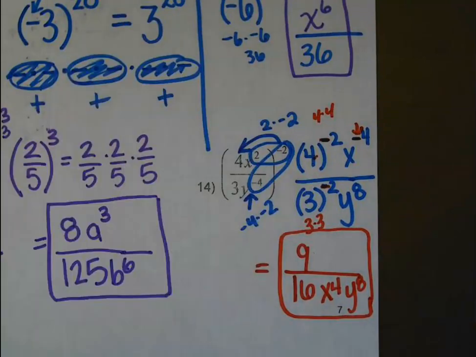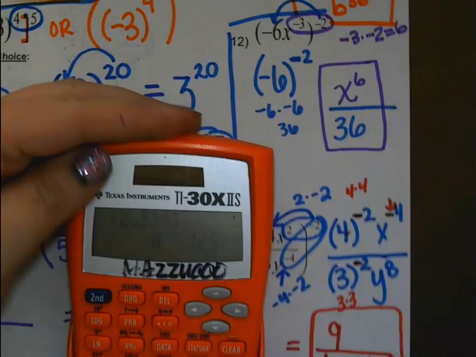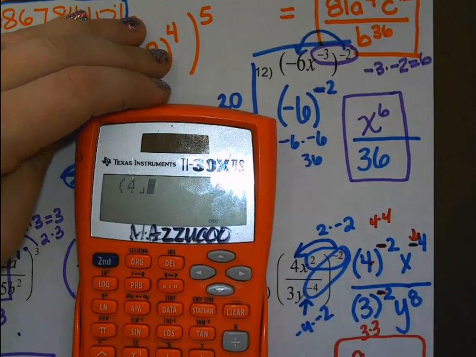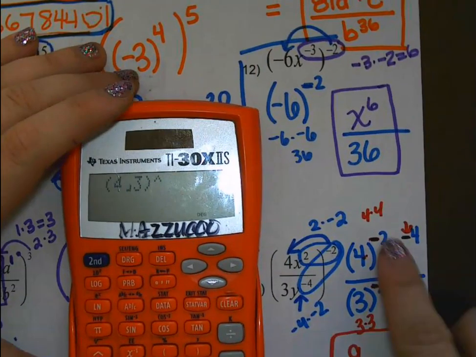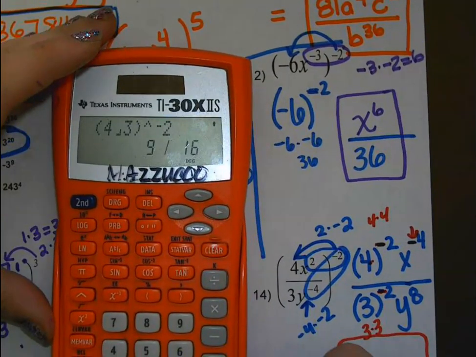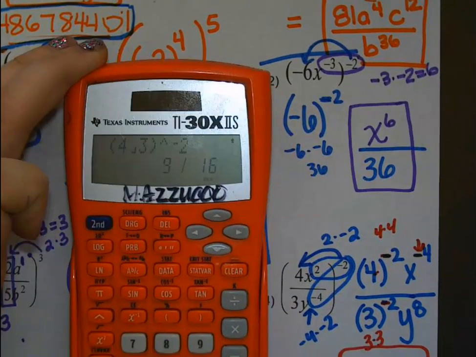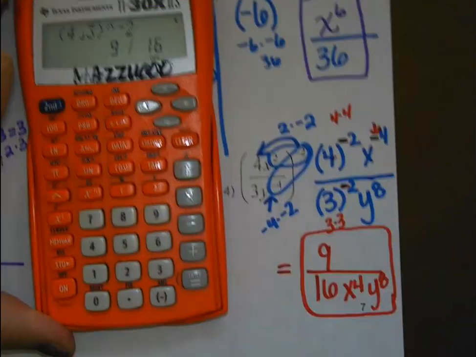Now let's talk about if we do this with the calculator. So if we do it with the calculator, we would put in our calculator 4/3 and then raised to the negative second power. It's going to give us a decimal. Oh, no, it gave us a fraction, the 9 and the 16. So that would be our final answer.